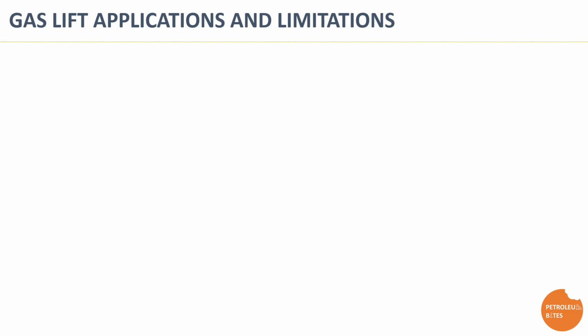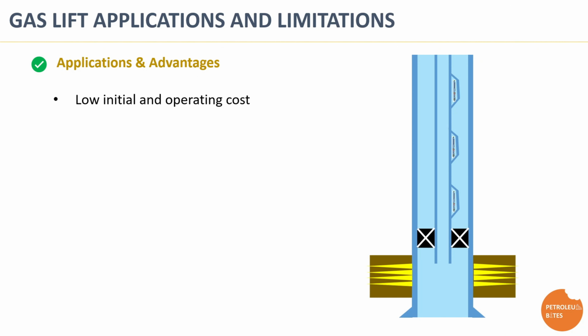Gas lift offers several advantages and applications that make it one of the most preferred and reliable artificial lift methods for oil companies compared to other alternatives. First, it has a relatively low initial installation cost since it requires inexpensive downhole equipment, along with low operating and maintenance expenses after starting well production.